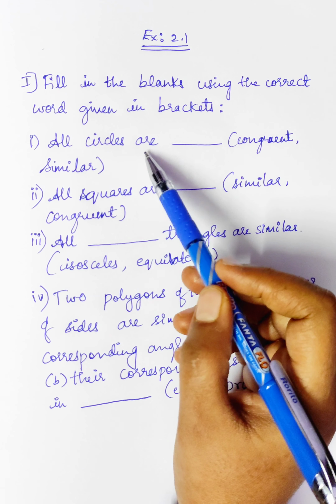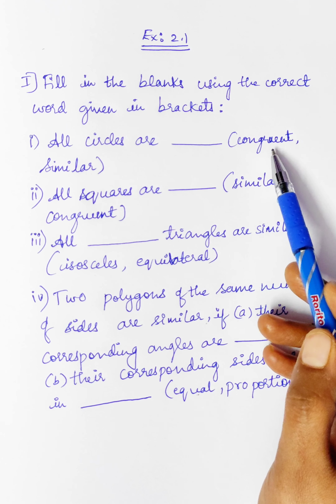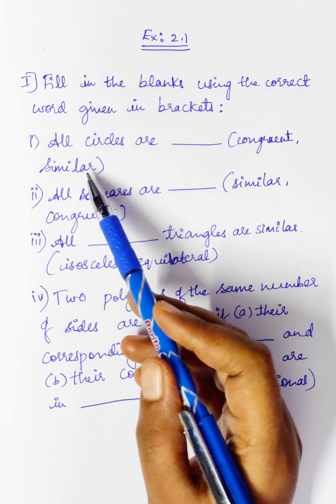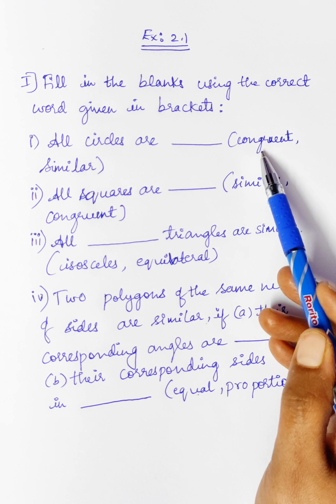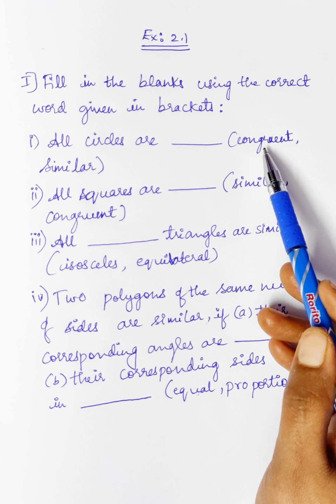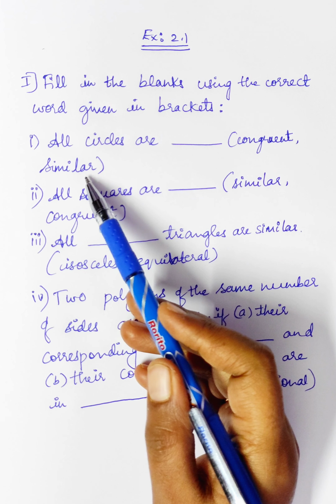All circles are congruent or similar. I have told you what is meant by congruent and similar. Congruent, if you go back to the previous video, I have told, means they are having the same shape and size. Two geometric figures having the same shape and size. Similar means they are having the same shape but the size may be different. One can be small, another can be big.